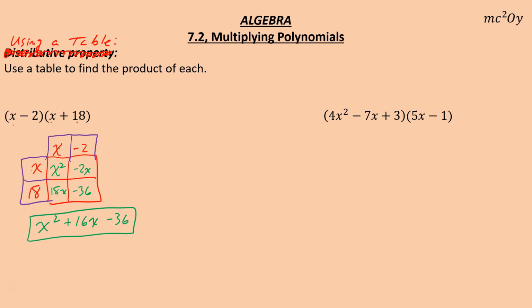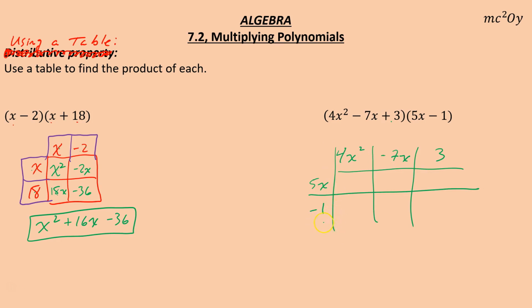The table method's nice. It's also called the box method or area model. It's a nice way to keep yourself organized. It takes a little longer though, but especially when you're dealing with trinomials, like 1, 2, 3 terms. I have 4x squared, negative 7x, and positive 3, and then I have 5x and negative 1. So looking at it, I have this area model that I can deal with here. You'll notice how messy I made it, but really all it is is a way to organize yourself.